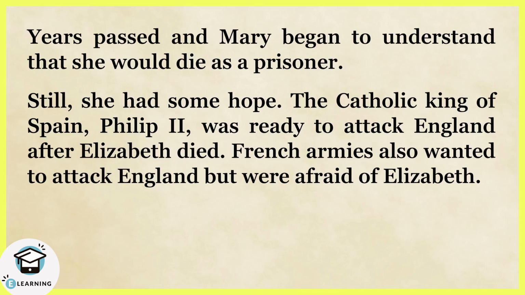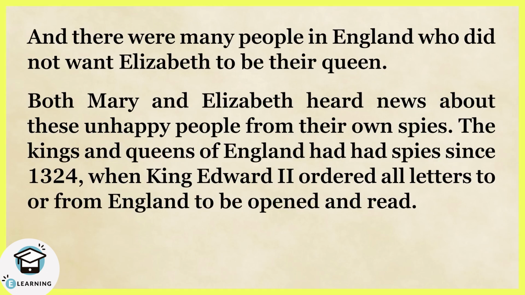The Catholic King of Spain, Philip II, was ready to attack England after Elizabeth died. French armies also wanted to attack England, but were afraid of Elizabeth. And there were many people in England who did not want Elizabeth to be their queen. Both Mary and Elizabeth heard news about these unhappy people from their own spies. The kings and queens of England had had spies since 1324, when King Edward II ordered all letters to or from England to be opened and read.